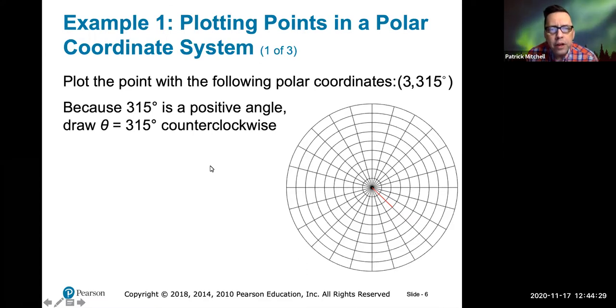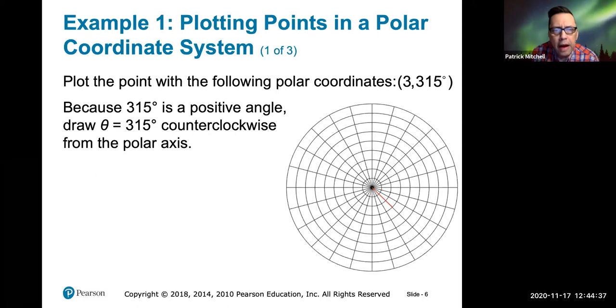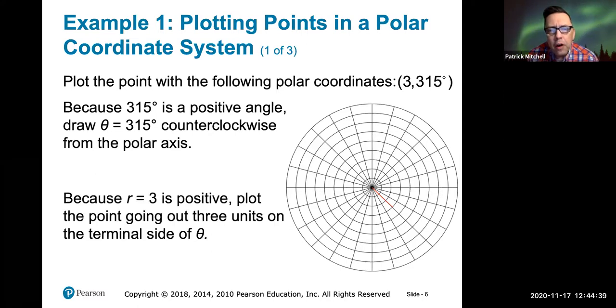Okay, so because 315 degrees is a positive angle, draw theta equals 315 degrees counterclockwise from the polar axis. And because r equals 3 is positive, plot the point going out 3 units on the terminal side of theta. All right, so again, we end up at, let's see, 1, 2, 3. We end up at this point right here.